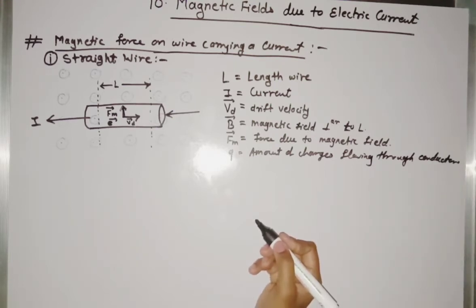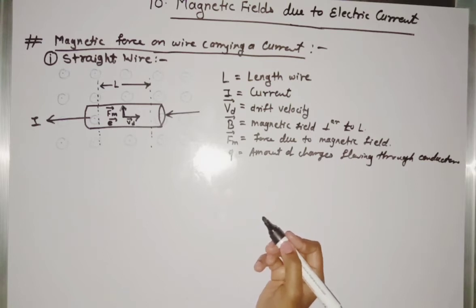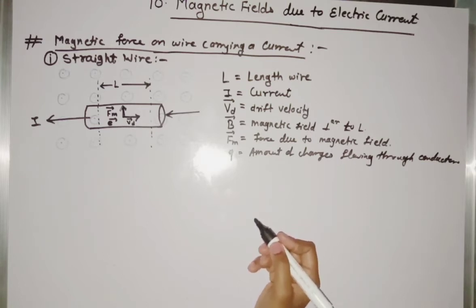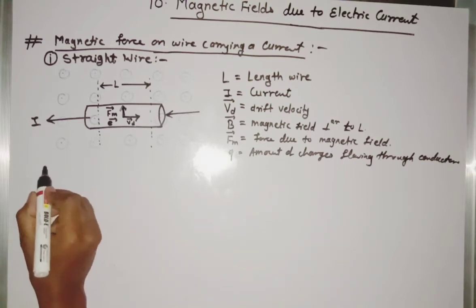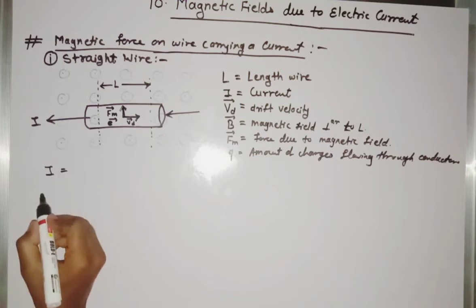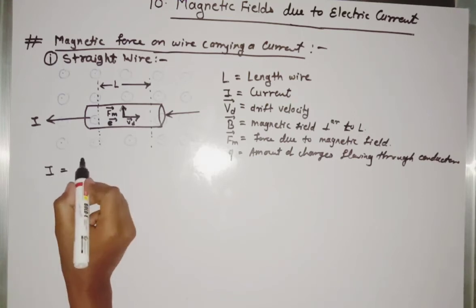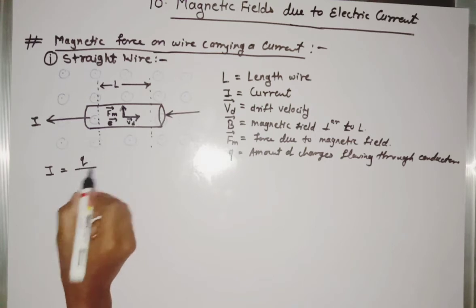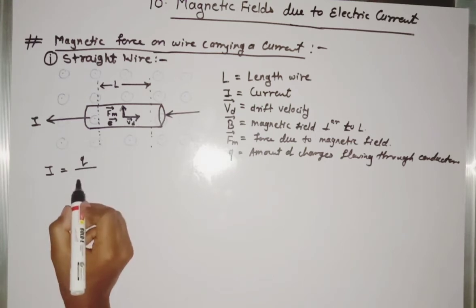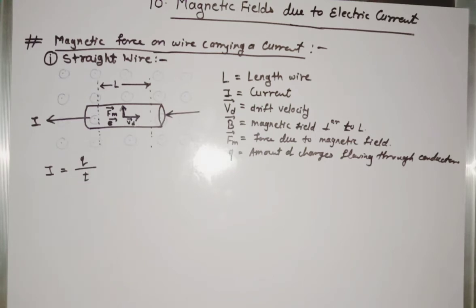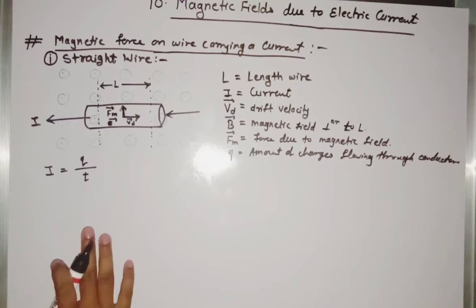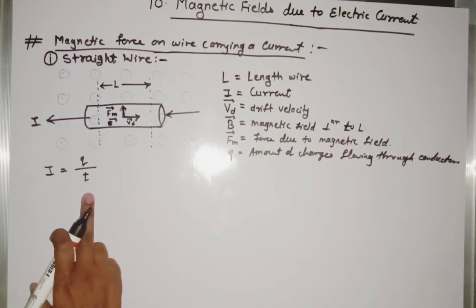Then current I we are able to determine. How do we determine current I? I is nothing but the total amount of charge, which I will consider Q, flowing through that conductor with respect to time T. So in this way, as we have seen previously also, we are able to find the current.